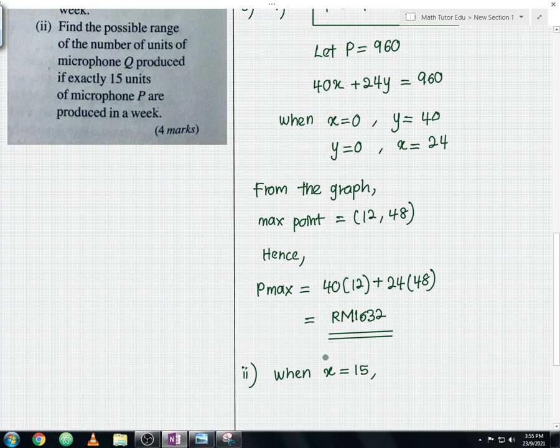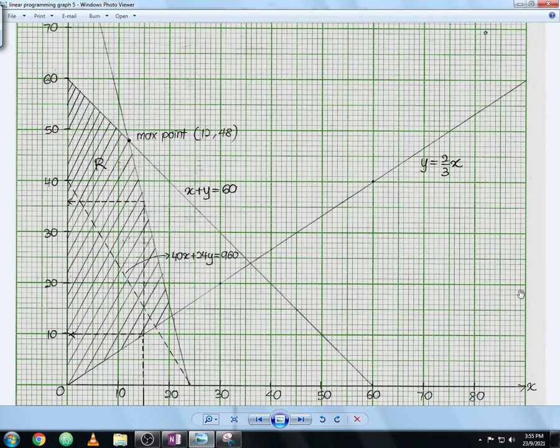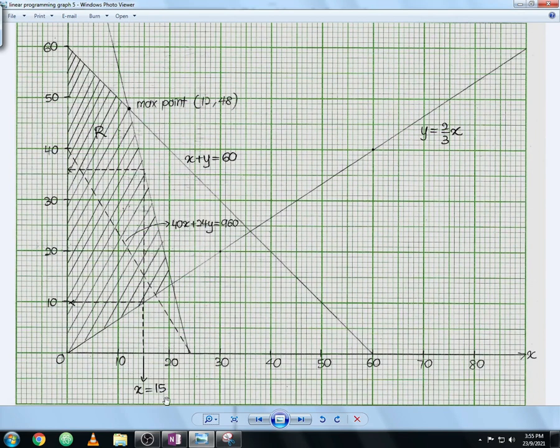Let me open the graph paper. As you can see here, this is the value of x when x equals 15. So what I do is extrapolate it until it hits the line. When it hits the line, this is the minimum y value and this is the maximum y value within this shaded polygon region, guys. When you pull it towards the y-axis, you have two values: the first value is 10 and the second value here is 36. So this will be your y minimum and this will be your y maximum. I hope my explanation is clear.